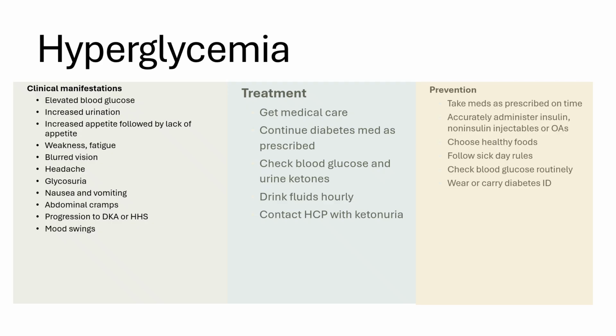Our treatment, they need to get medical care. Continue diabetes medications as prescribed. Check glucose and urine ketones. Drink fluids hourly and contact the healthcare provider if they have ketones in the urine. Preventative measures, take meds as prescribed on time, accurately administer the insulin, non-insulin injectables or OAs. Choose healthy foods, follow the sick day rules so that if it needs to be compensated for not feeling well, check blood glucose routinely. And again, carry and wear diabetes ID.